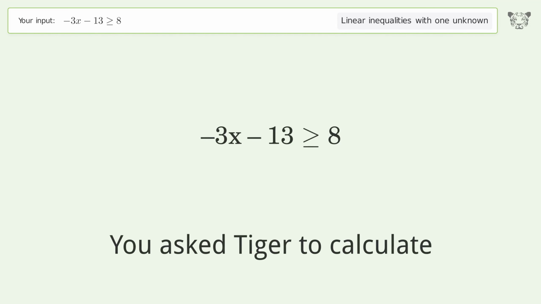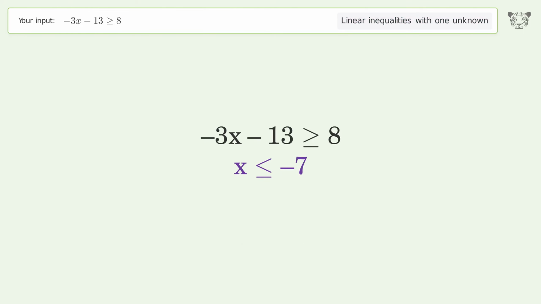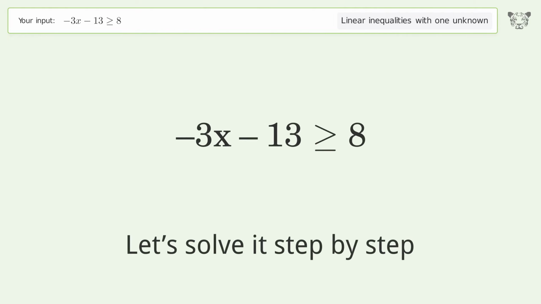You ask Tiger to calculate. This deals with linear inequalities with one unknown. The final result is x equal or smaller than -7. Let's solve it step by step.